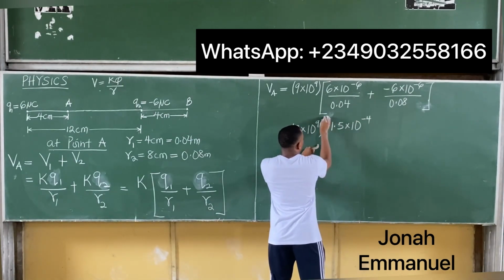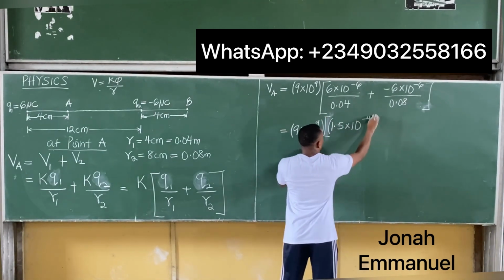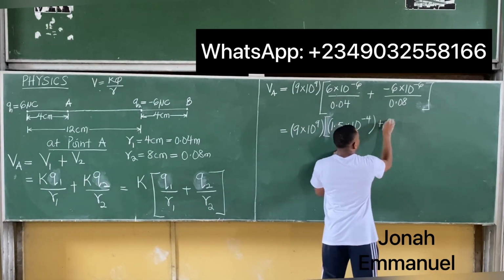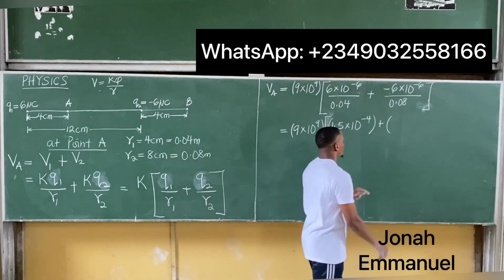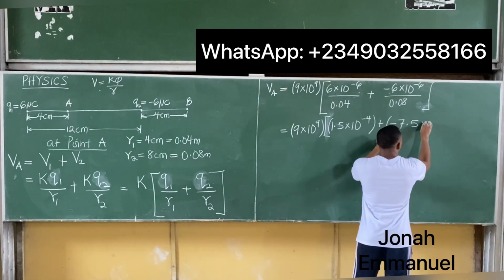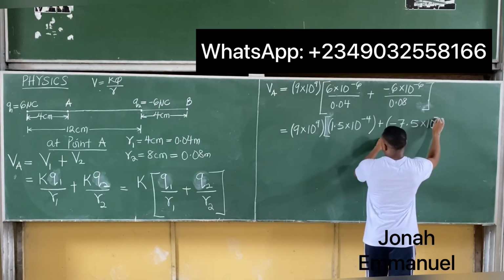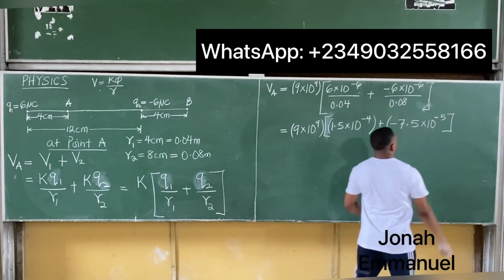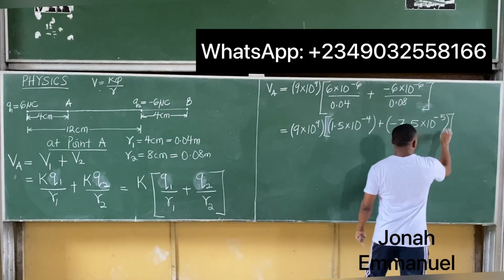Let me use square brackets. So this one is for the first one. Plus, give me this one, please. Minus 7.5 times 10 to the power minus 5. Okay. This and this.